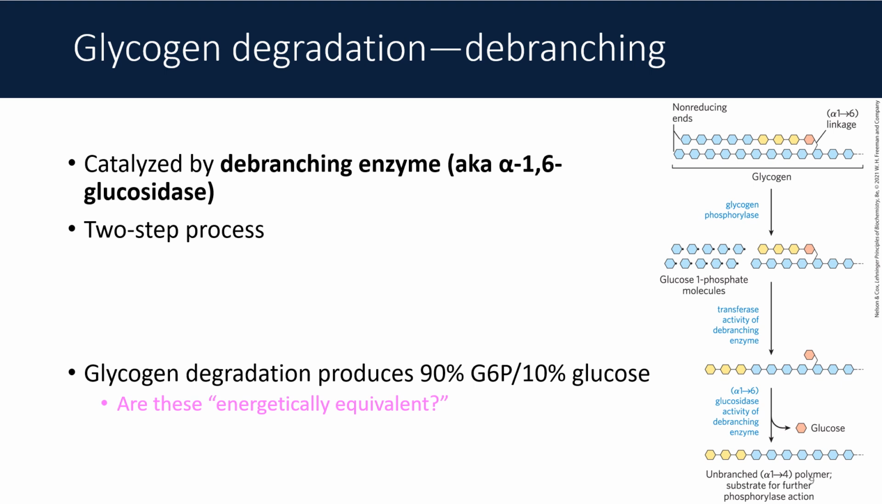Pivoting back to glycogen degradation, the way we disassemble the branches left over by glycogen phosphorylase is with debranching enzyme, which is also known as alpha-1,6 glucosidase. The enzyme operates in 2 basic steps. Again, remember that glycogen phosphorylase is going to chomp these off one at a time, but it's going to have to stop over here once we get to 4 residues from our branch, because we can't swallow beyond that point.